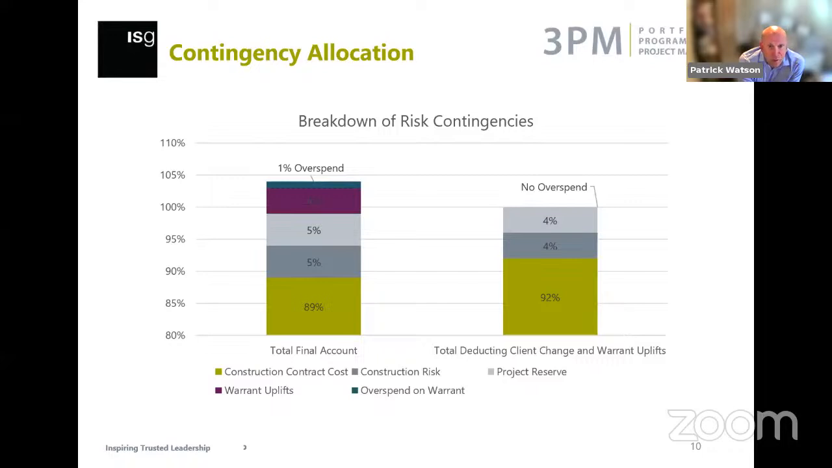Set out here is just how our contingency was ultimately spent. The final account position on the left is where that allocation ended up. Once we have normalized it onto the column on the right by taking out client change and warrant uplifts, which is effectively a budgetary uplift for additional works, the contingency we'd allocated is where we ended up spending. So next slide, please.